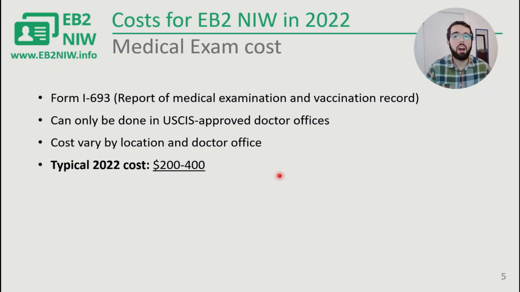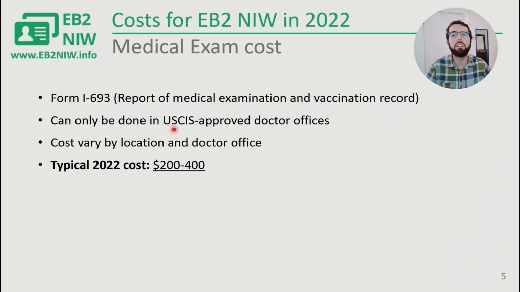Medical exams are needed. They are part of the process. Once your application for I-140 is approved and you are doing your adjustment of status or your consular processing, they will indicate that you need to submit your I-693 or report of medical examination and vaccination record.